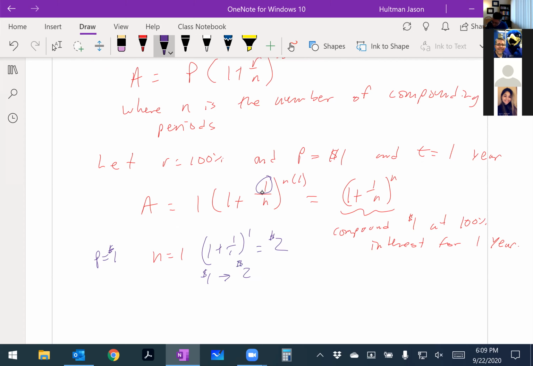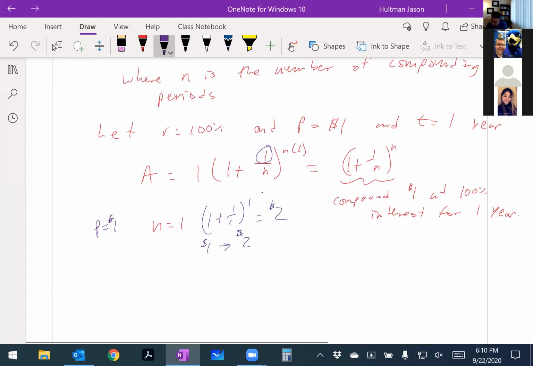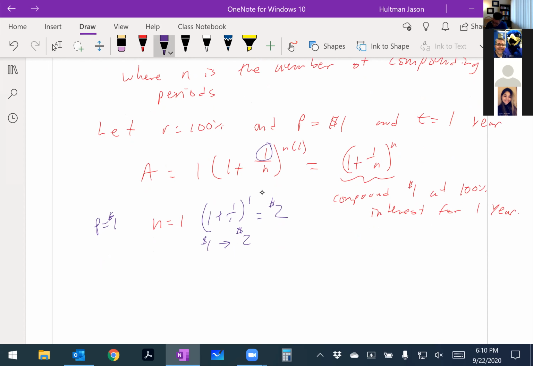Now, let's see what happens when we compound. Can we make more money? And we can actually. If we take that $1 on the outside and we go 1 plus 1 over 2, now to the second power, this becomes 1.5 compounded twice, biannually. And so this ends up being $2.25. So I made an extra quarter by compounding.